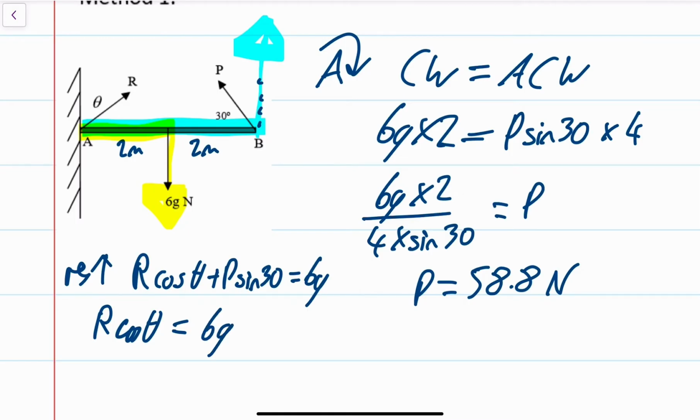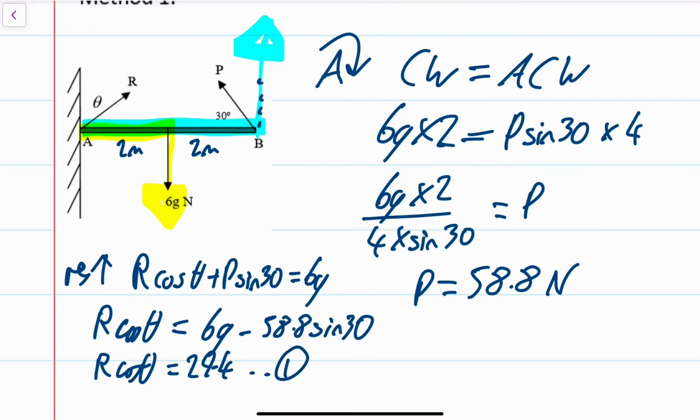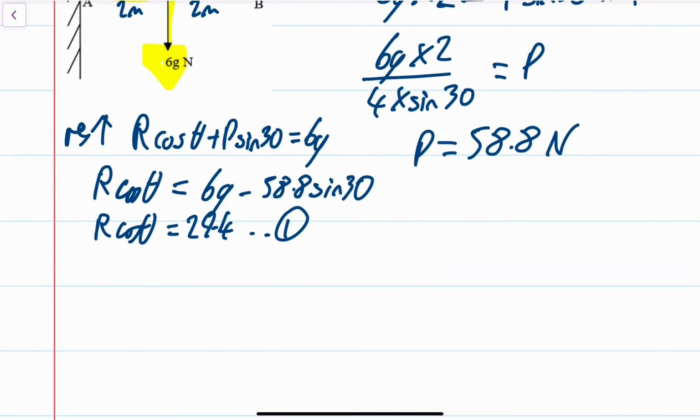So 6g minus the 58.8, that was our P, remember, sine 30. So I'm going to get a value for my R cos theta. So 6 times 9.8, then minus 58.8 times my sine 30. And what that works out to be is 29.4. So I've got that, call that equation 1. And this is a lovely wee technique.